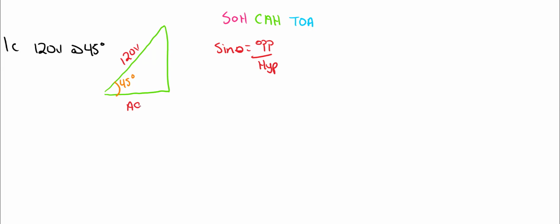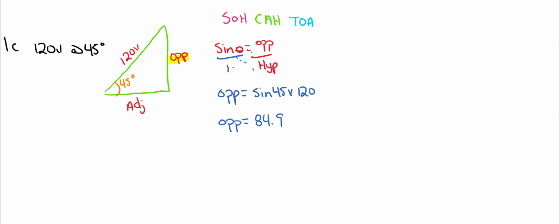This is my adjacent side. This is my opposite side. So I'm looking for the opposite. How do I isolate the opposite? Quick cross multiplication. Now the opposite is equal to the sine of 45 degrees times 120. The opposite side would be equal to 84.9. Fantastic. Now let's solve for the adjacent.